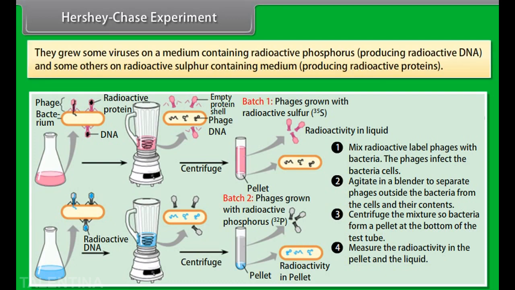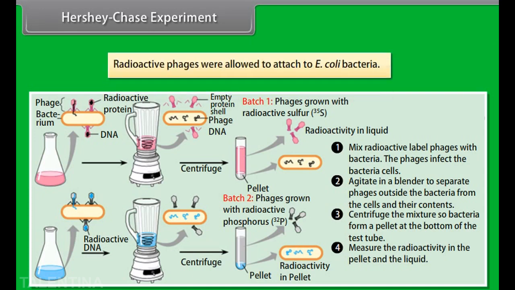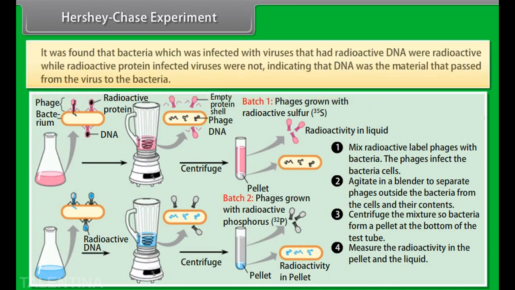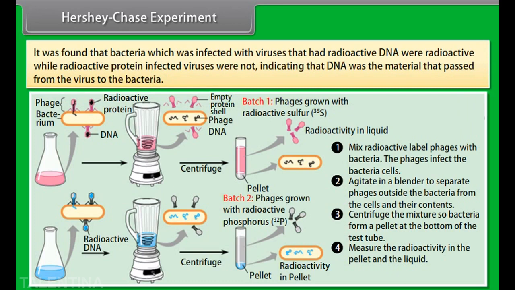They grew some viruses on a medium containing radioactive phosphorus, producing radioactive DNA, and some others on a medium containing radioactive sulfur, producing radioactive proteins. Radioactive phages were allowed to attach to E. coli bacteria. It was found that bacteria infected with viruses that had radioactive DNA were radioactive, while those infected with radioactive protein viruses were not, indicating that DNA was the material that passed from the virus to the bacteria.